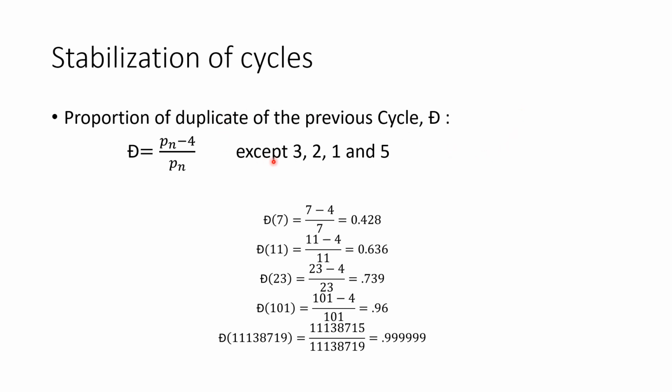This is called stabilization of cycles, and the variable v for duplicate. We have the prime m minus 4 divided by prime m. That will be the variable of duplicate. So we have in the cycle of 7 gonna be 0.428, cycle of 11 0.636, cycle of 23 0.7, and the cycle of 101, that is a prime, 0.96.